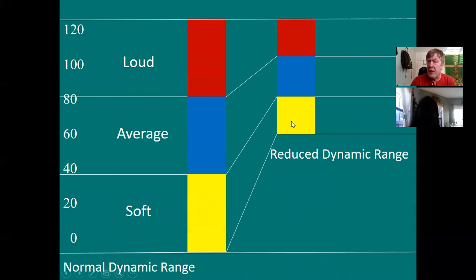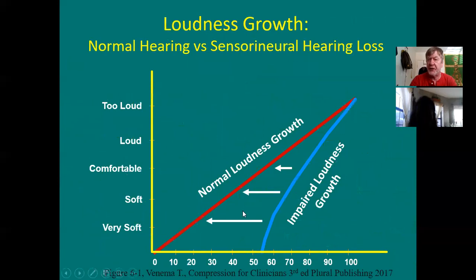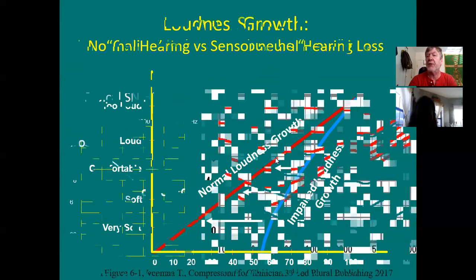Now with hearing loss, you've got the reduced dynamic range, and the red hasn't changed much, okay? So soft sounds have to be lifted by a lot. Average, the blue, you don't provide as much gain, and loud sounds, you barely provide any gain at all. And that is seen by the changed arrows here. More gain for soft sounds, less gain for average, less gain for louder still.